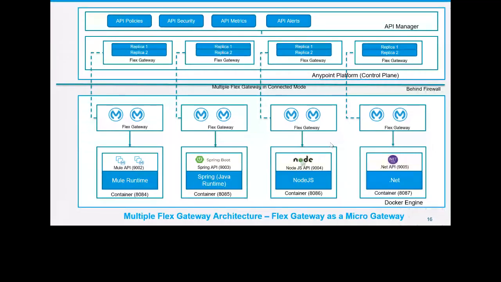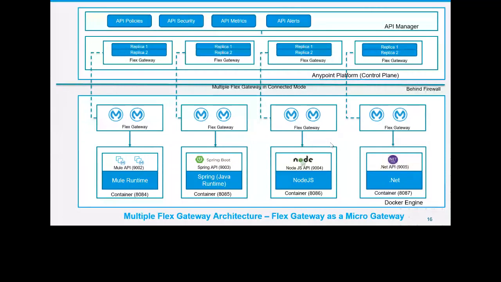The third way, if you don't want to do it via API-led connectivity layers, you can also do it depending on the line of business. For each line of business, you can have one Flex Gateway. Also, you can mix line of business and API-led connectivity layers, where each line of business can have three Flex Gateways, one for system, process, and experience like that. So there are various architectures you can follow.